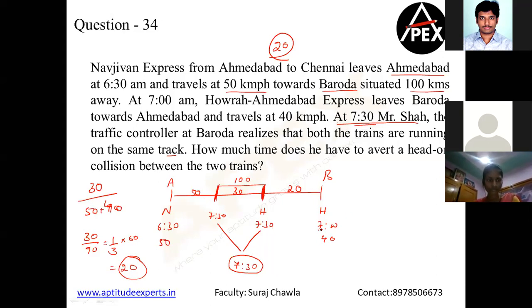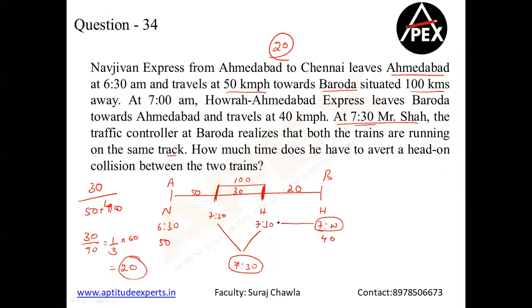Now this train started at 7 o'clock. So at 7:30 there is half an hour, half an hour into 40, so this distance becomes 20. This train started at 6:30, now he is here at 7:30, so 6:30 to 7:30 is 1 hour. Now this train is running at what speed? 50. So at 7:30 he saw that both the trains are how many kilometers away? This total distance is 100, this guy covered 20, this guy covered 50, so can I say both the trains are 30 kilometers away? So 30 kilometers is the distance separating both of them at 7:30. Both of them are moving in opposite direction.